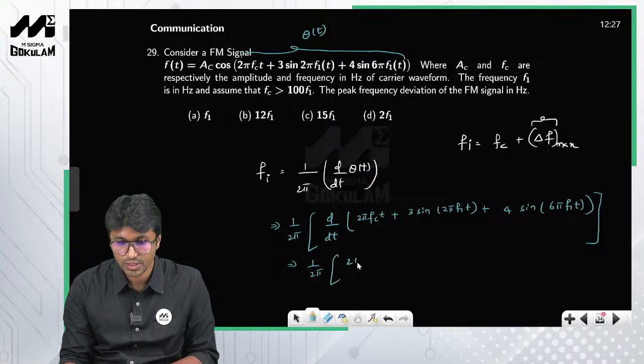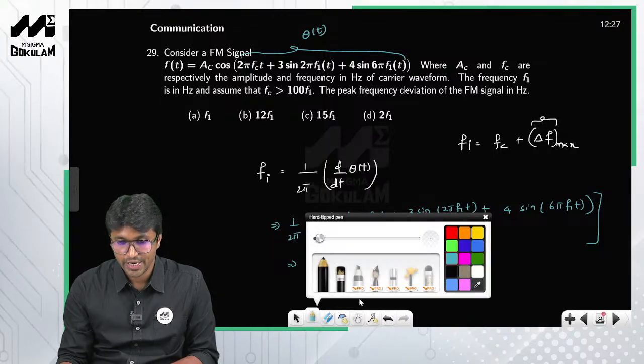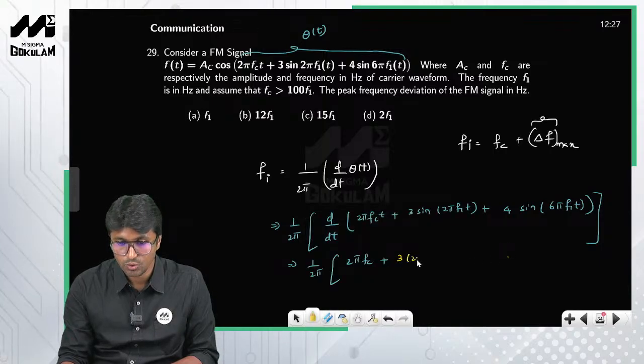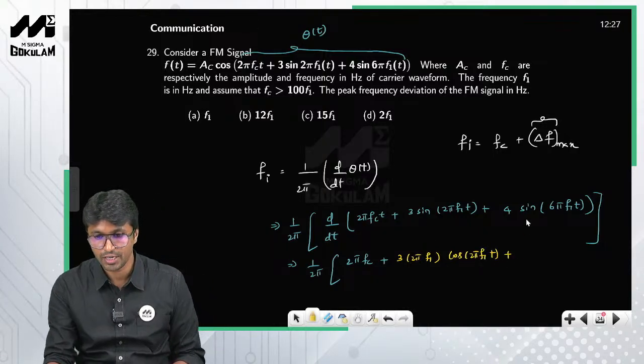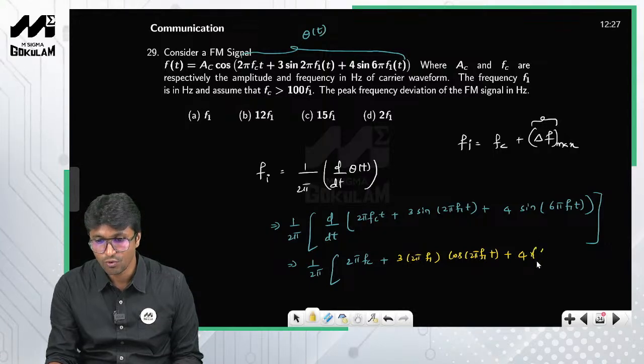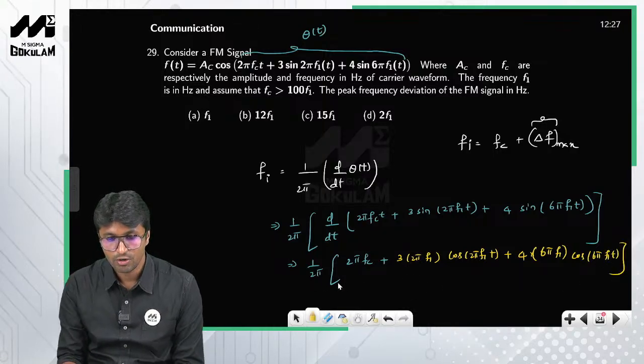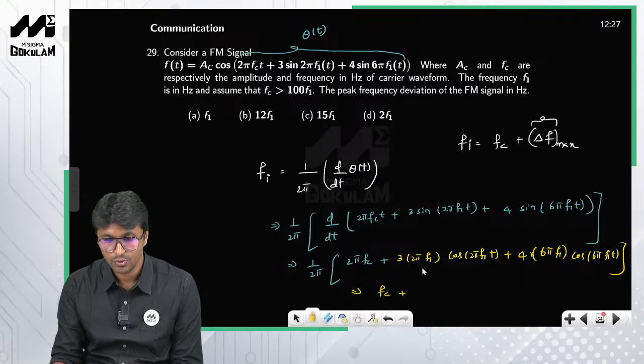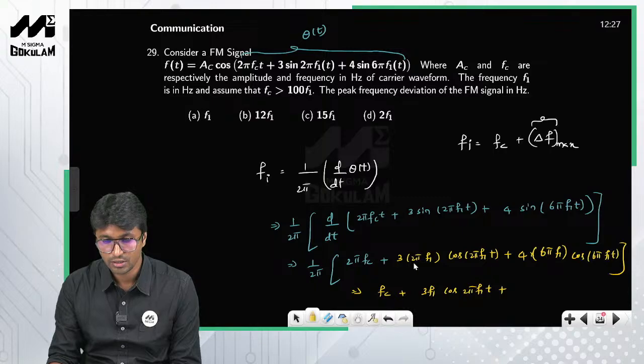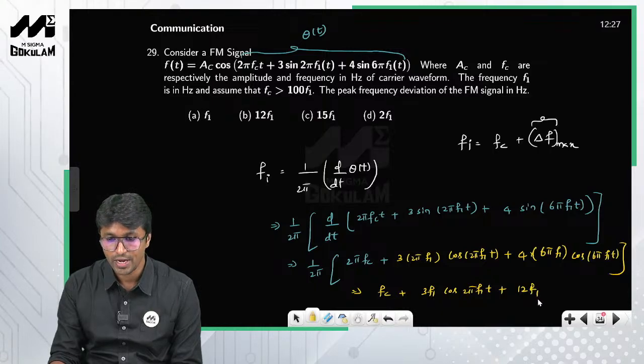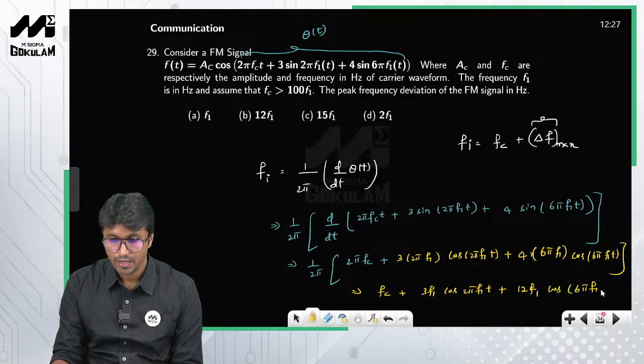When you differentiate the first term, you get 2 pi fc. The derivative of the second term is 3 into 2 pi f1 into cos 2 pi f1 t, because the derivative of sine is cos. Similarly, the third term gives 4 into 6 pi f1 into cos 6 pi f1 t. Now taking 2 pi common from all the terms, the first term is fc, then 3 f1 cos 2 pi f1 t, and 6 pi by 2 pi is 3, and 3 into 4 is 12, so 12 f1 cos 6 pi f1 t.